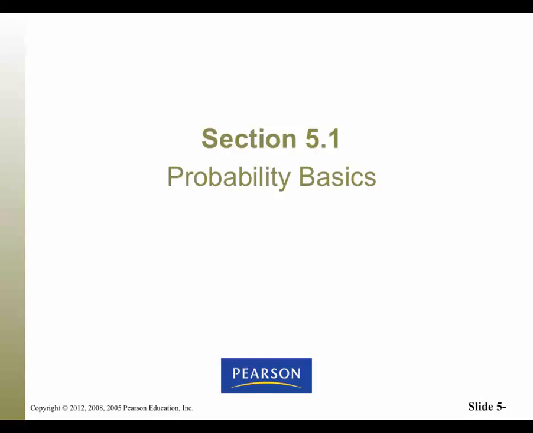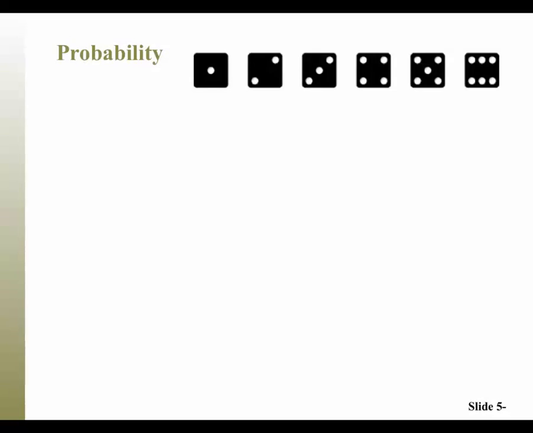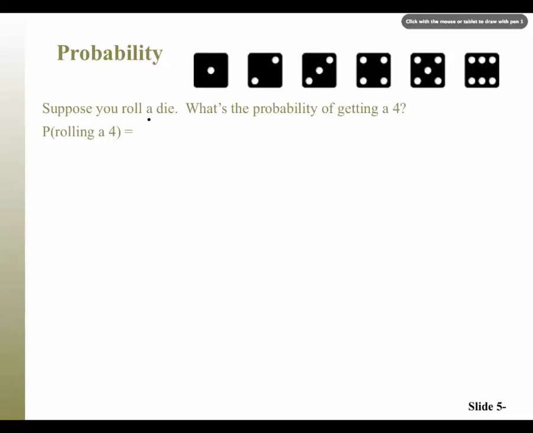Which is probability. Fun and easy stuff. So you all know probability already. Okay? Suppose you roll a die. What's the probability that you get a 4? 1/6.